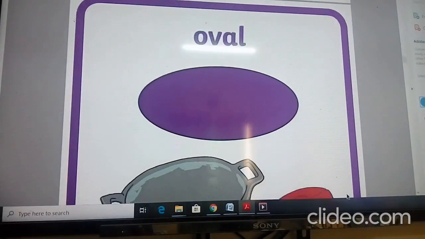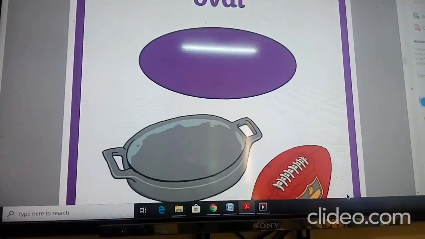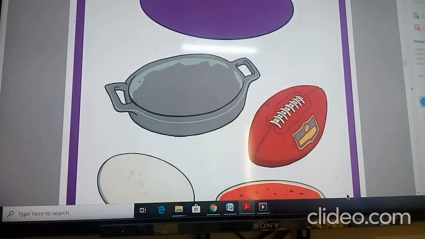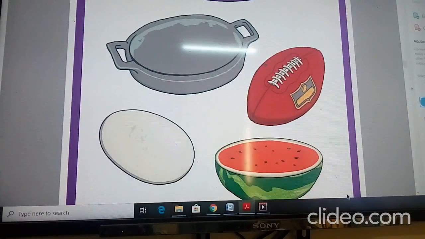Now we have oval. We have some real life examples: the pan, and the outline of this ball is oval, and outline of this potato is oval, and outline of watermelon also oval in shape. So these are the real life examples of 2D shapes.